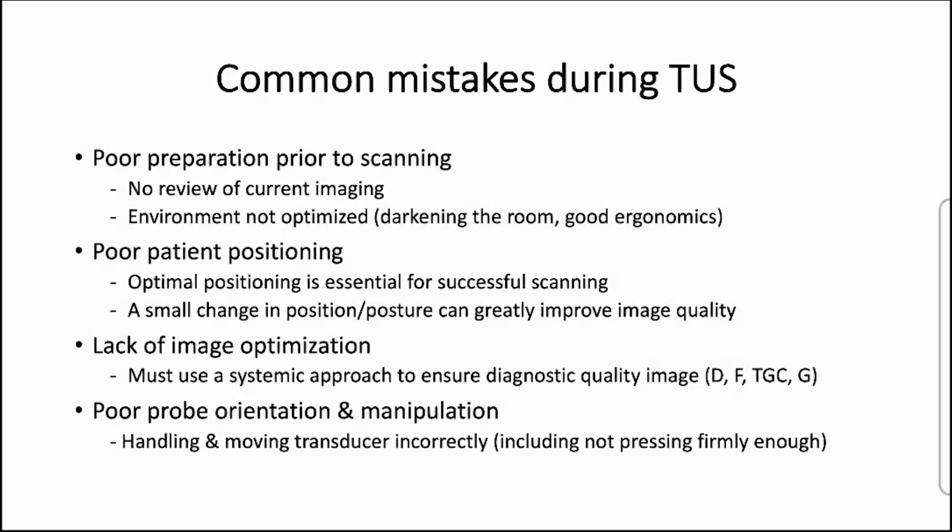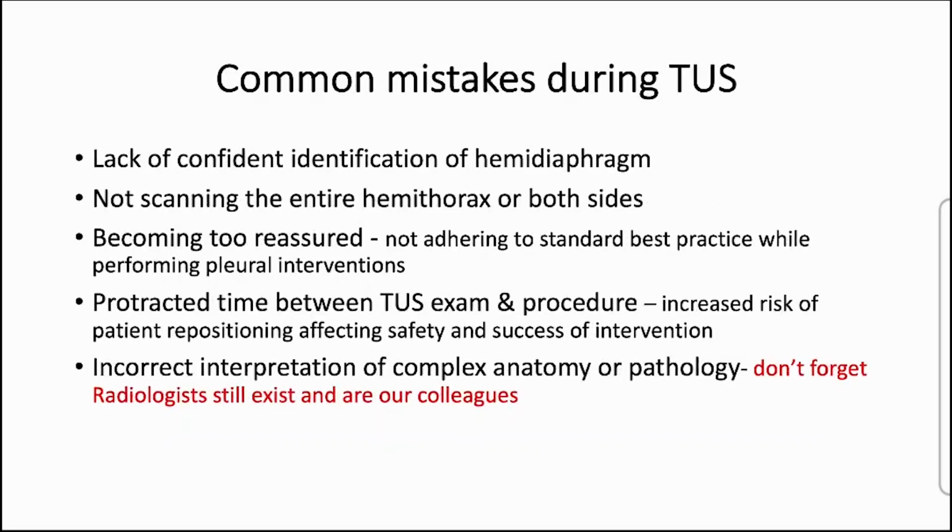Lack of confidence in the identification of the hemidiaphragm. This is very important. On the right side, the liver and the right hemidiaphragm. On the left side, the spleen and left hemidiaphragm. Not scanning the anterior hemithorax or both sides. We just look only at the pathology, like the right-sided pleural effusion. We are seeing the pleural effusion, but we don't explore the whole chest on the right side or the left side. This should be avoided.